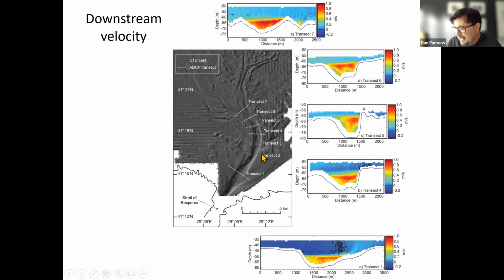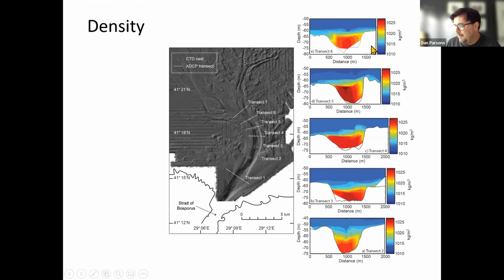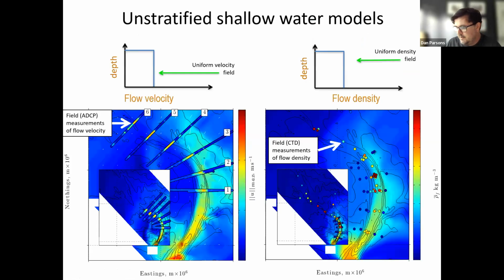So here are all the CTD casts that we took, the dots on this plot. And you can see we've recovered all of the velocities in different directions. And then look, we've recovered the densities as well, and looked at the density and the stratification of the flow as it's moving down through this channel in these cross sections. And what, of course, we were able to do from this is look at the patterns of those flows and look at how the velocity field and the density fields were moving around these channel systems.